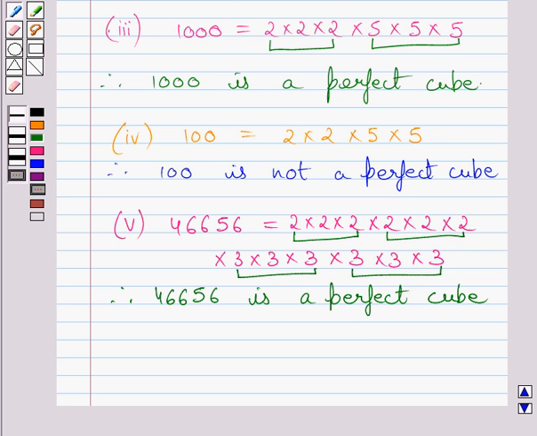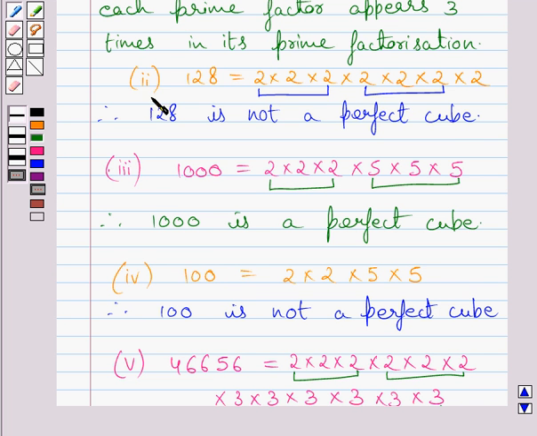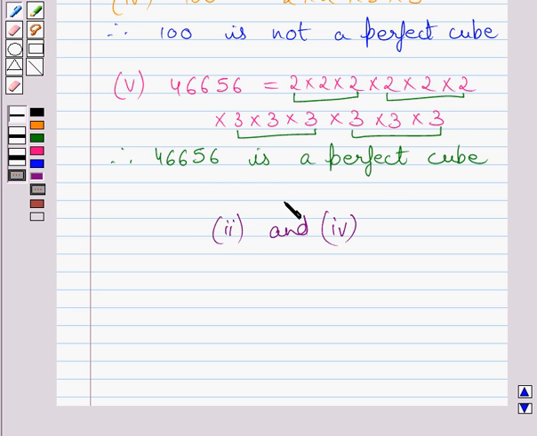Or we can say, since each prime factor is appearing 3 times in the prime factorization of 46656, so number 46656 is a perfect cube. So the number 128 and the number 100 do not form a perfect cube. So the numbers given in the second part and the fourth part do not form a perfect cube. This is our required answer.